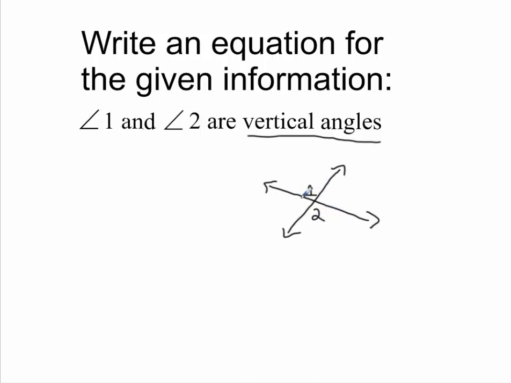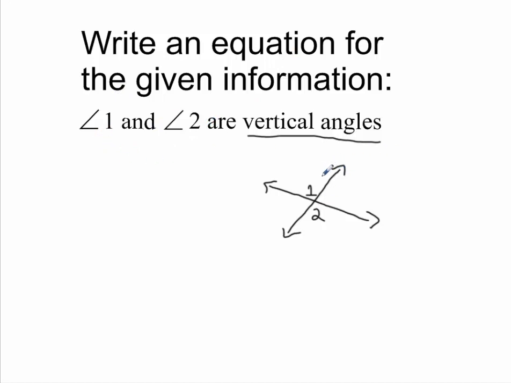Right, because angle 1 is next to this angle here, and angle 1 is also next to this angle, but it's not next to this one. Maybe you can think of it as opposite, if that helps you. But again, the geometric definition is that they're non-adjacent angles, so angles not next to each other. And since we're asked to write an equation for two angles that are vertical angles, we have to make sure we put it into the correct notational form.